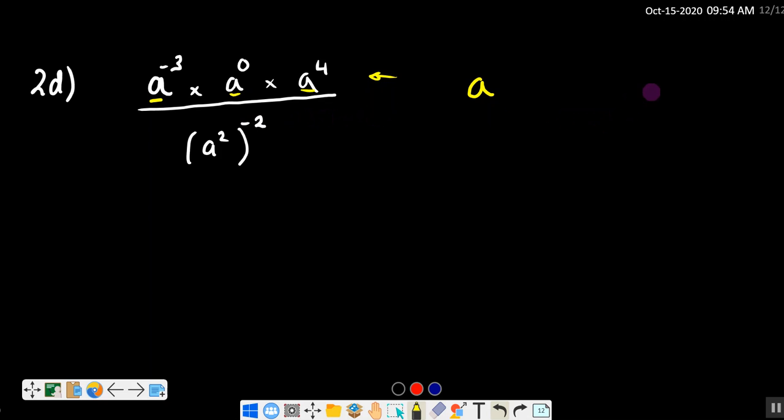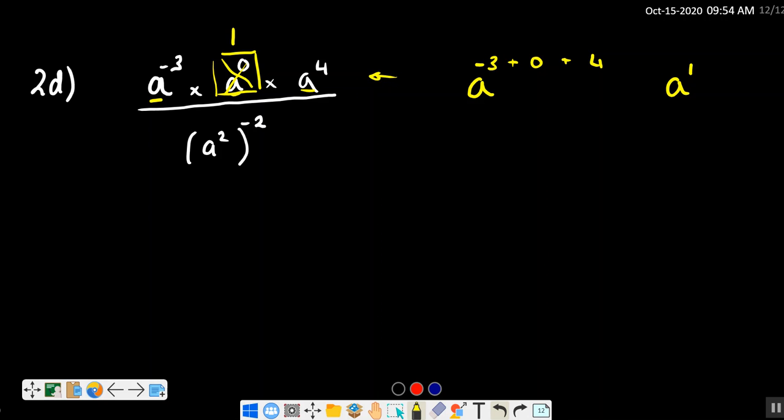We end up with a to the power of negative 3 plus 0 plus 4. Okay? So that gives me a to the power of 1, or just a. Something about here as well. Did you notice that a to the power of 0 I could replace with 1? So this could just be a 1. Therefore, I don't really need to consider it at all. But it doesn't matter if we do.